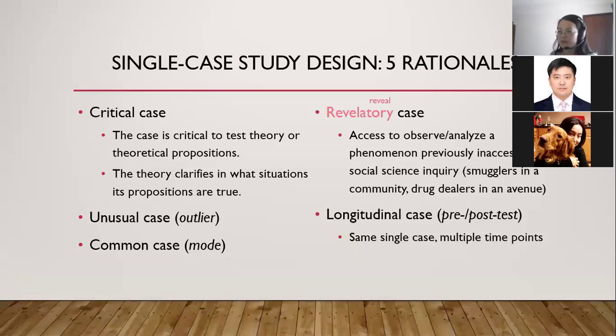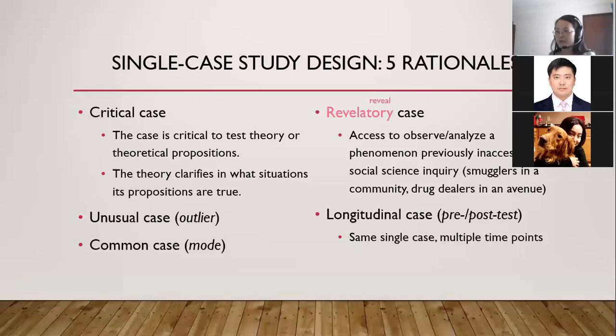The a little bit tricky case types are critical case and revelatory case. So critical case is critical in the sense of testing theory or theoretical propositions. So you have a theory or you have a proposition indicating in this kind of situation, this will happen. Or in this kind of situation, this kind of proposition stands. So you search for that kind of critical case that meets the demand of this theory or proposition and observe it, analyze it. Okay, in the sense of proving or testing the theory.